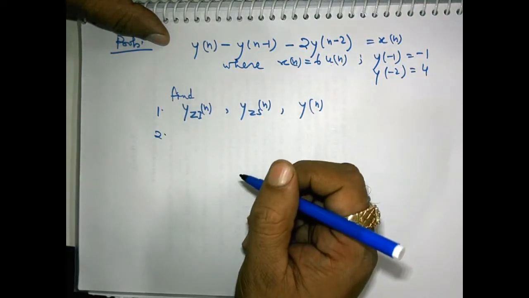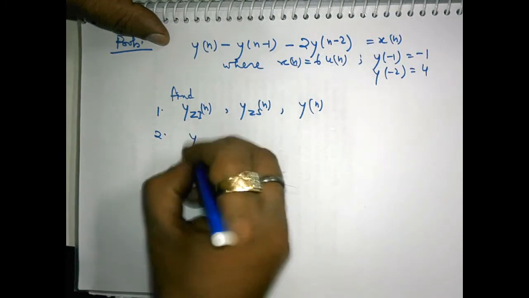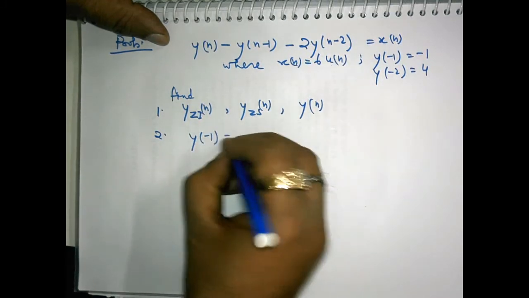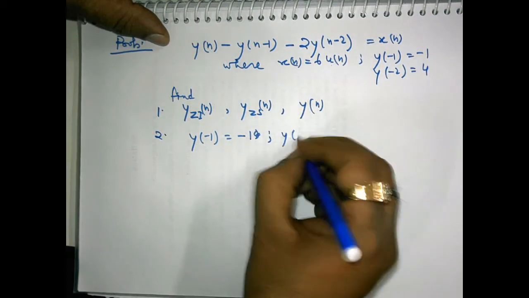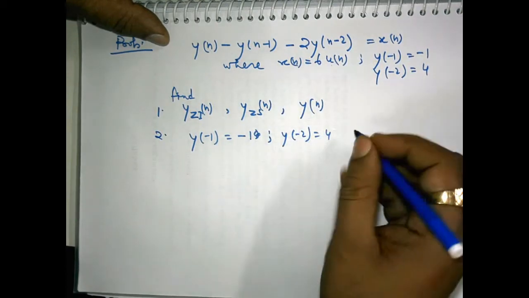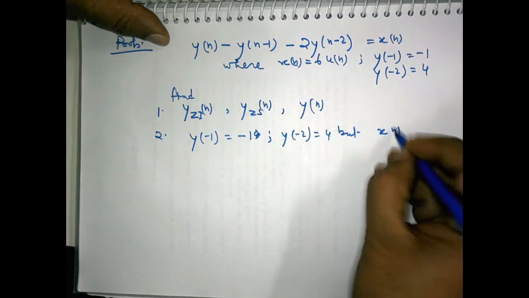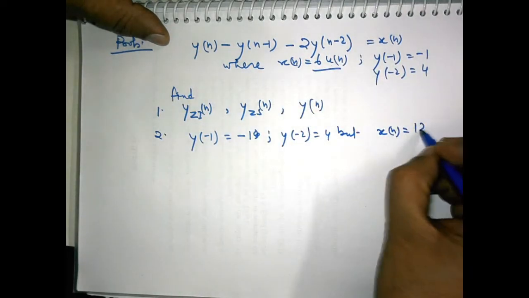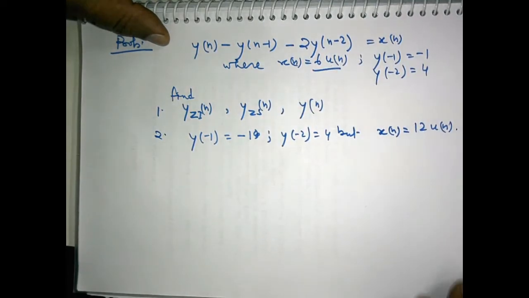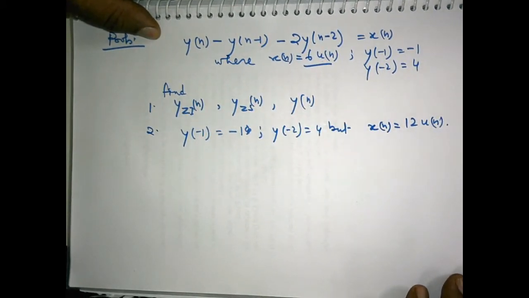Second thing: how does the total response change if y(-1) is equal to -1 and y(-2) equals 4, but the input x(n) is 2 times that of this input, meaning this is 12u(n)? If the input becomes 2 times the earlier input, what will be the result of this change on the overall output?